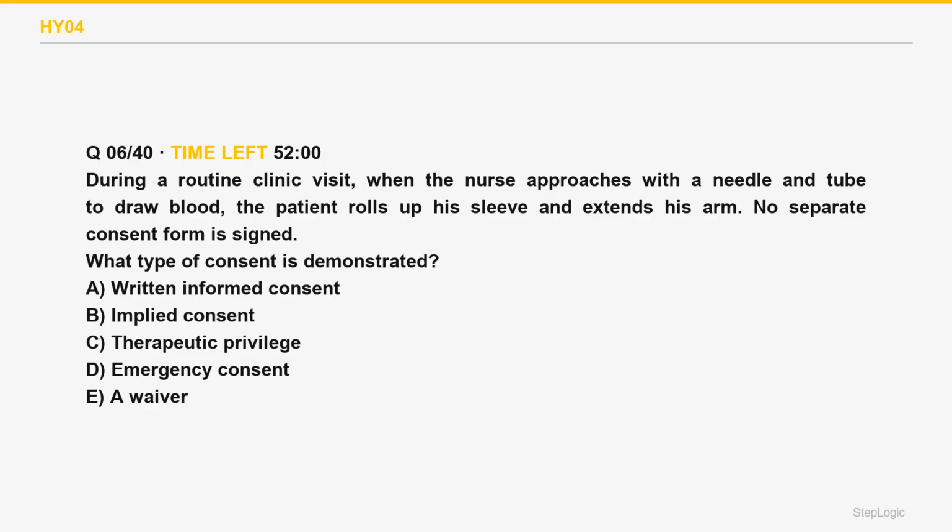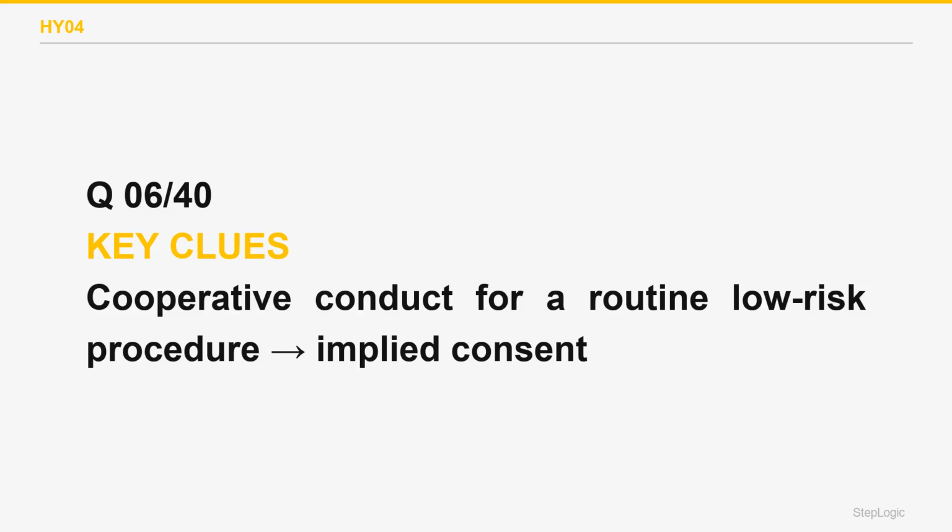Read the command. The type of consent shown by cooperative behavior. Rolling up the sleeve implies agreement. Implied consent is agreement shown through a patient's cooperative conduct rather than a signed form. Here, extending the arm for a routine, low-risk blood draw. For everyday minor procedures, this behavioral consent is sufficient. Formal written consent is reserved for higher-risk interventions like surgery.